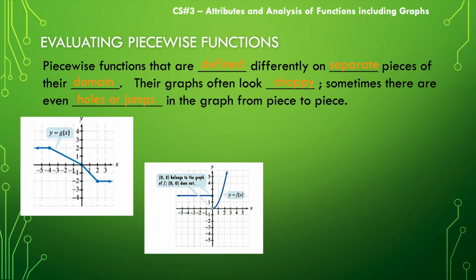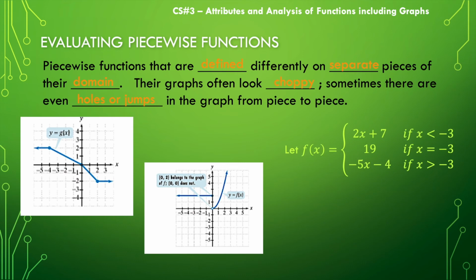Here's one that has one side of the graph being a horizontal line while the other side is part of a parabola. Anything that is defined in this way, where it's not the same definition for the entire function, is considered piecewise. So this is what a piecewise function looks like as an equation.